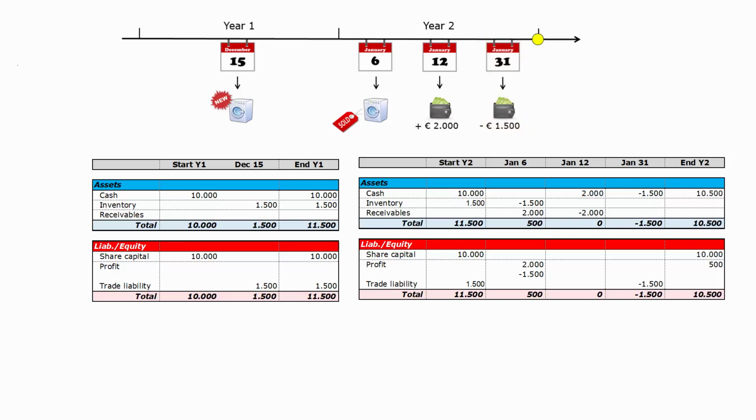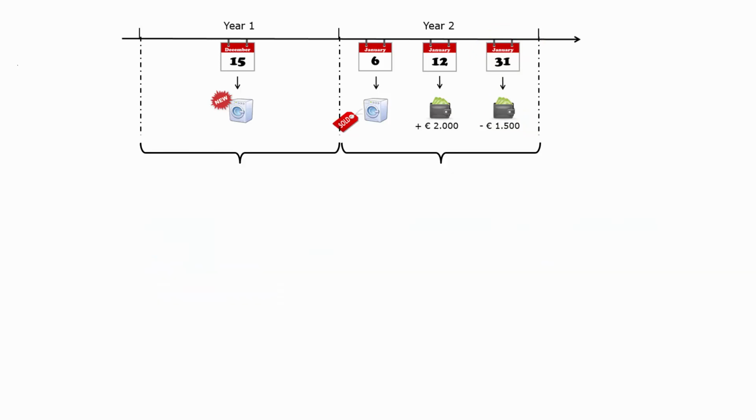So, both in year 1 and in year 2, the account balances will be shown as follows. In year 1 at reporting date, there is no effect on profit and no effect on the company's cash position. In year 2, the statement of profit or loss shows a profit of €500 and there is an equivalent net change in the amount of cash.